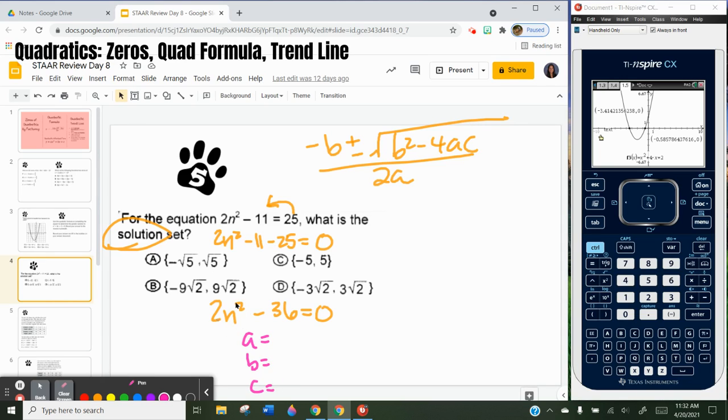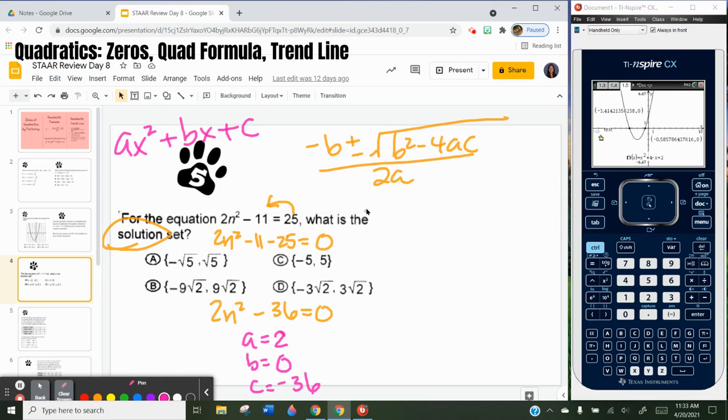Now let's go ahead and figure out what's the A, the B, and the C. Your A value is whatever's in front of your x squared. So in front of x squared is your A, which is 2. The B value is whatever's in front of your x. If you look here, there is no x or n by itself, so that's 0. And the C value is what number is by itself, which is negative 36.